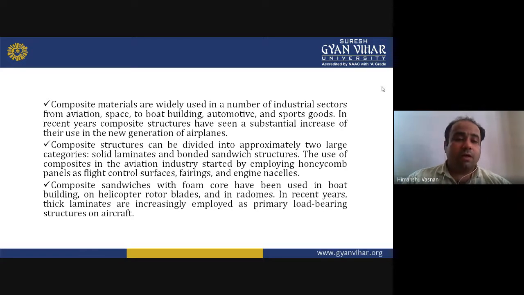The use of these composites in the aviation industry started with honeycomb panels as flight control surfaces, fairings, and engine nacelles. Composite sandwiches with foam core have been used in boat building, on helicopter rotor blades, and in radomes. In recent years, thick laminates are increasingly employed as primary load-bearing structures on aircraft.